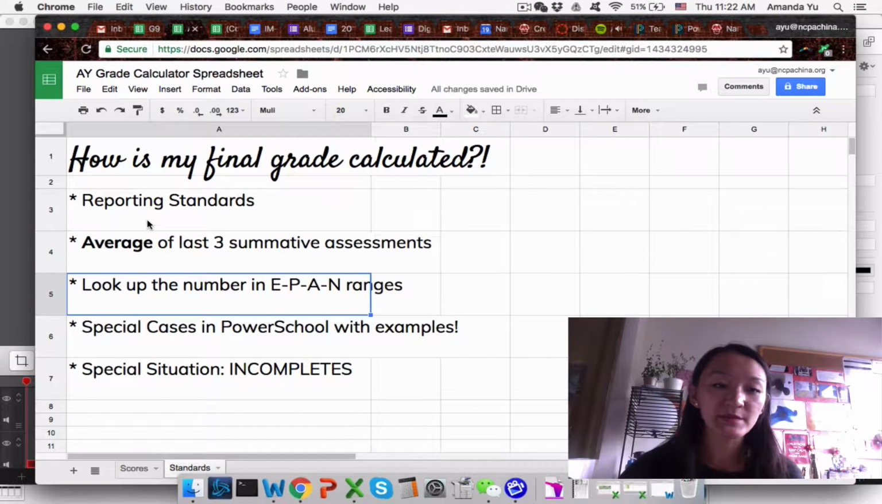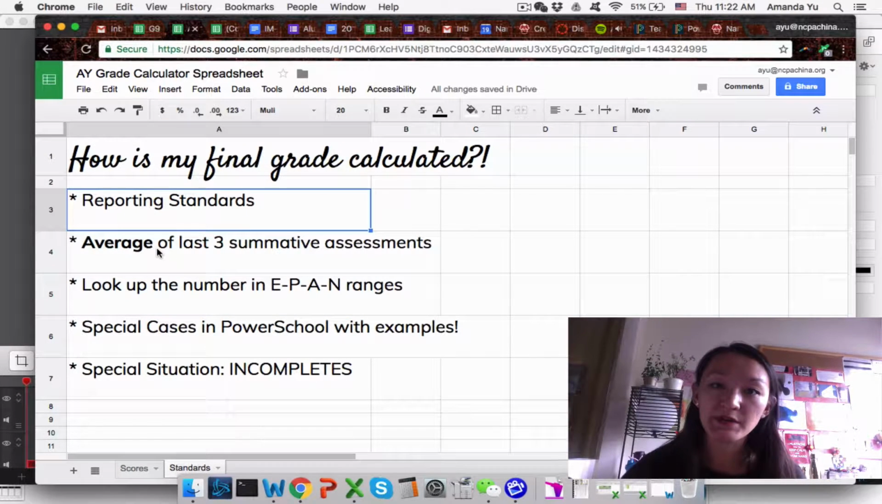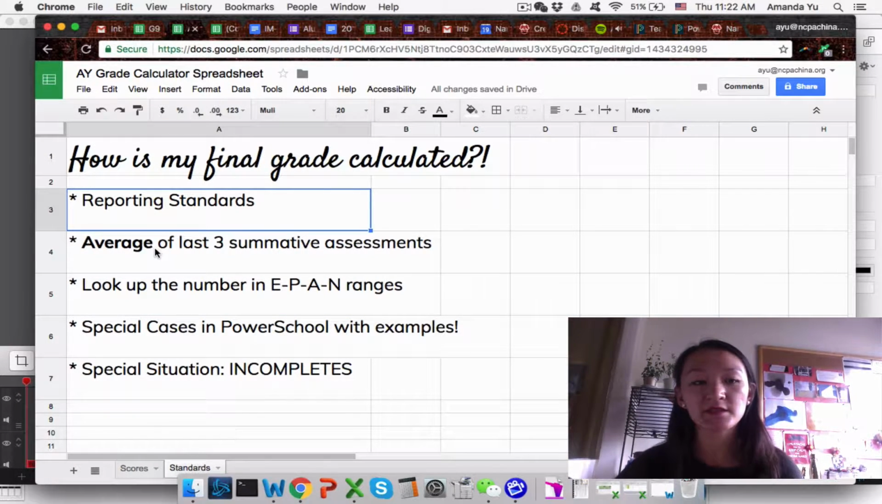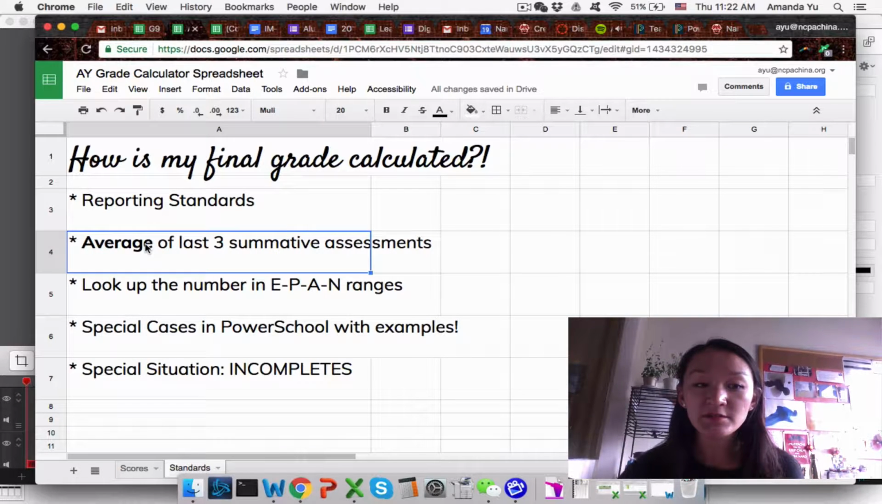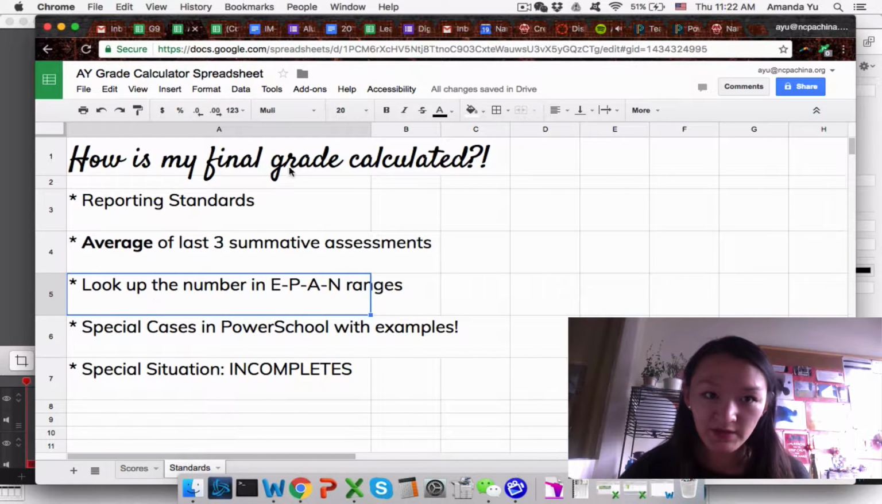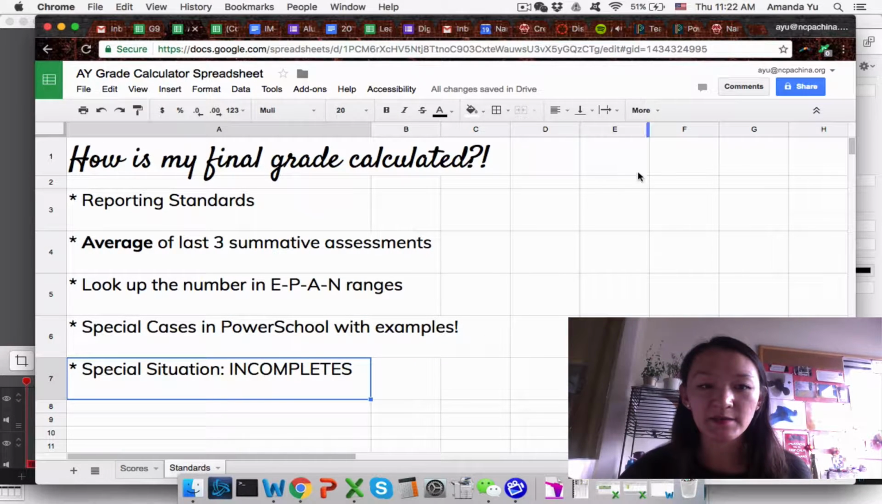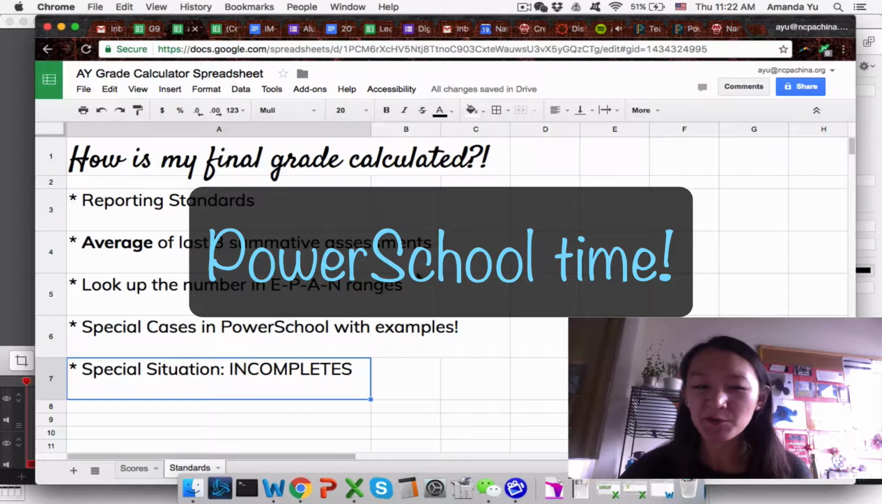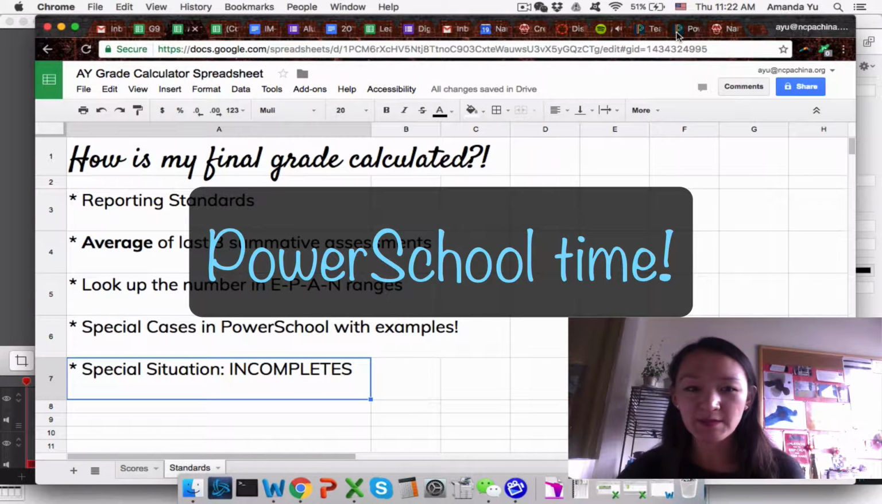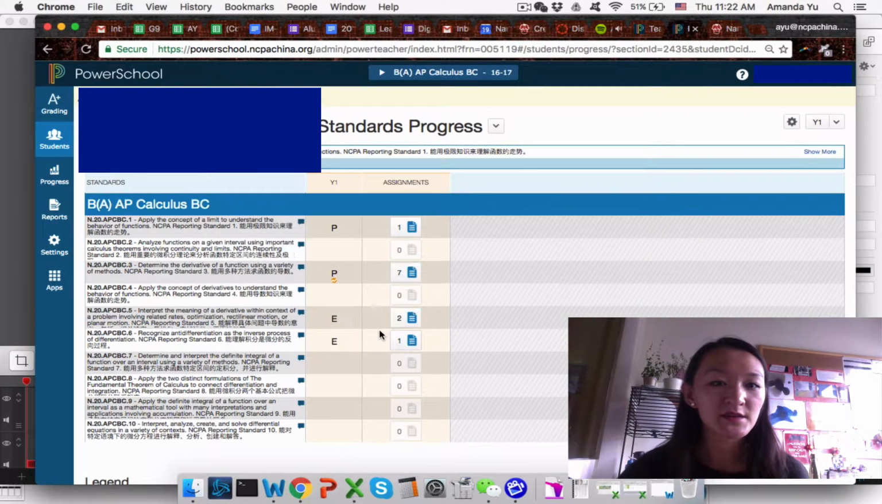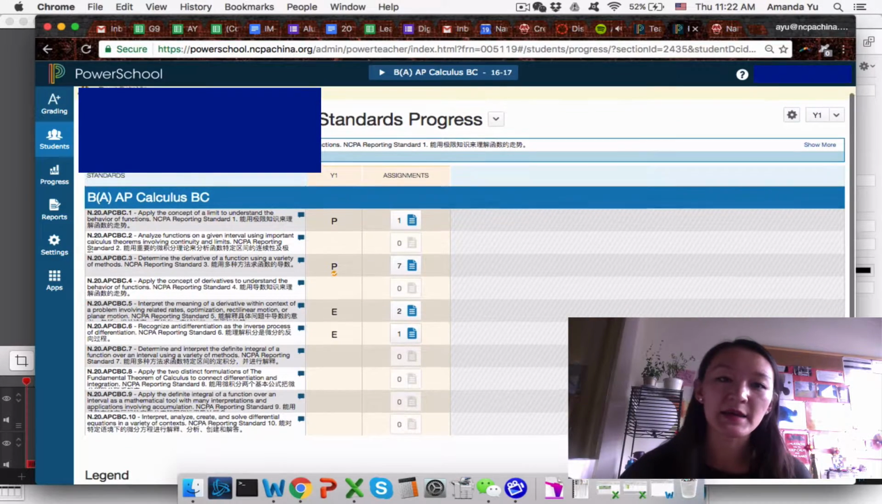Okay, so what we just did was we looked at the standards that are going to be reported in for each of your classes. Then we looked at the average for each standard of the last 3 summative assessments. We looked up the number within a range. And next we're going to look at some special cases in PowerSchool, because I know you've been asking your teachers a lot of questions about this.